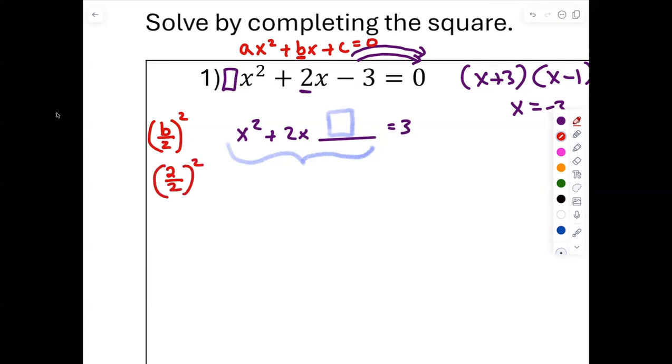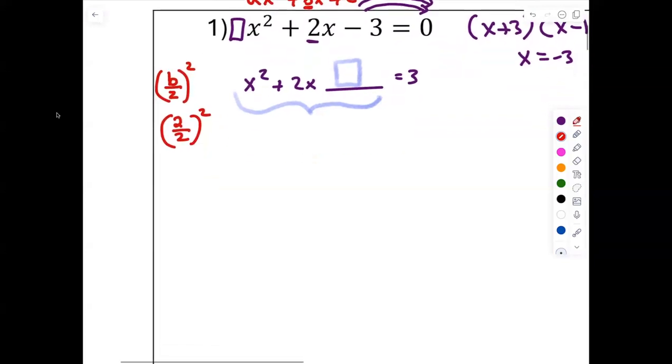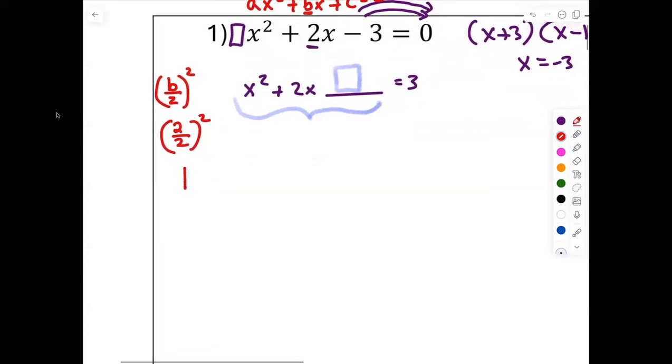What's 2 divided by 2? What's 1 squared? So 1 squared equals 1. So I'm adding 1. And if I add 1 to the left side, I need to what? Add 1 to the right side.